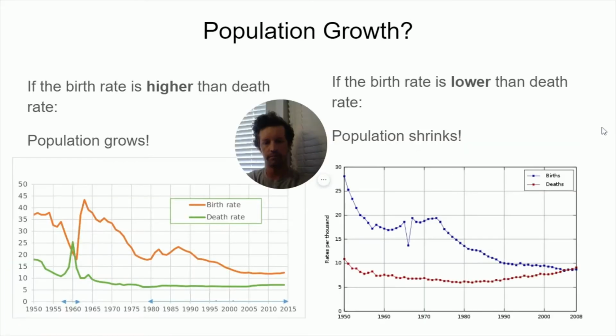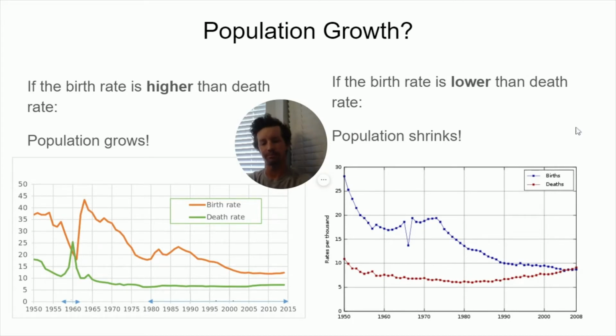All right. So we're going to talk about population growth. If you have more babies being born than people dying, you have a population growth. If you have fewer babies being born than you have people dying, you're going to have population shrinking. All right, these are two examples here of some populations where you have some interesting things going on.